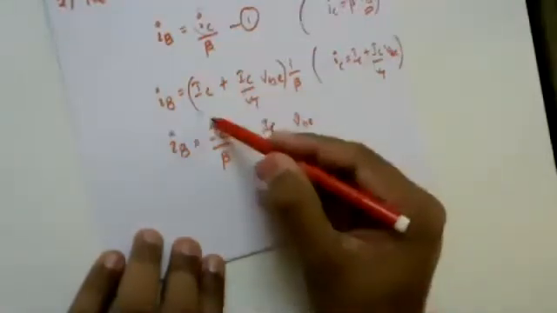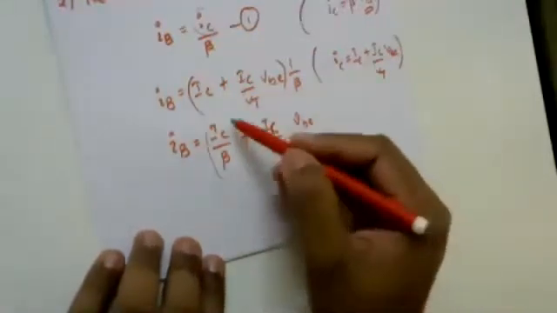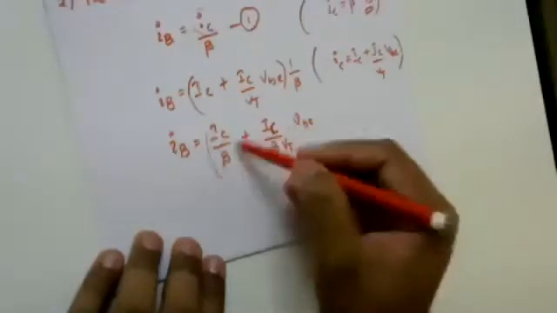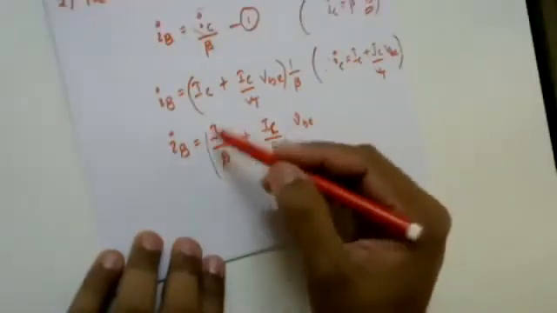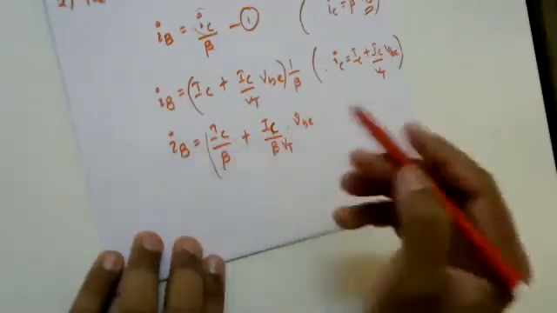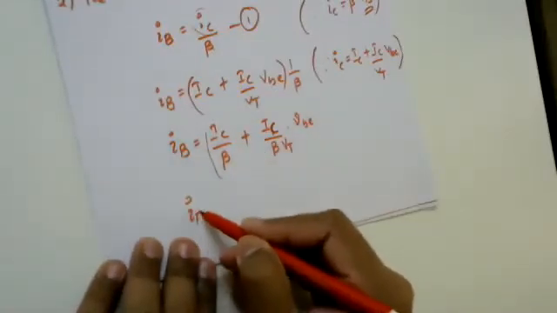Now, what is this IC by beta? I want an answer from your side. What is this IC by beta? How do you represent it? Please answer me in the group chat. How can I write the next step?